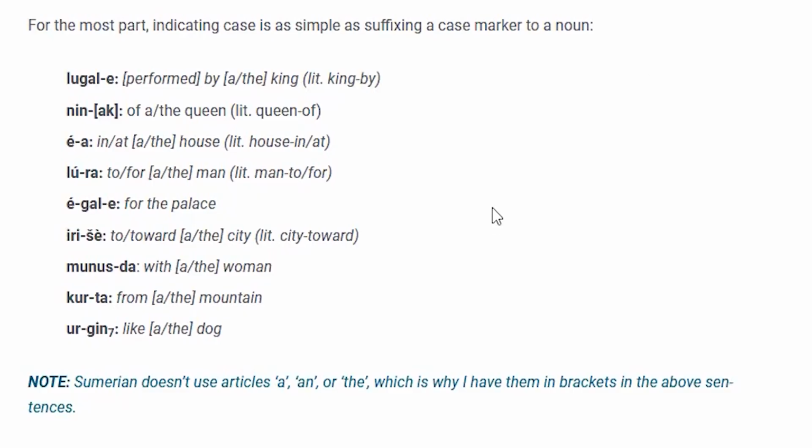We will get there. Lugale, performed by the king. Nin ak, of the queen, although this is in brackets here because you're not going to see the ak unless it's followed by some other case marker or some other word, but we'll talk about that probably in the next lesson. E, in or at the house, or technically I guess on the house. Lu ra, to, for the man. E gal a, this is to, for the place. Again, I have the directive in here. Iri she, to, toward the city. Munus ta, with the woman. Kur ta, from the mountain, and ur gin, like the dog.